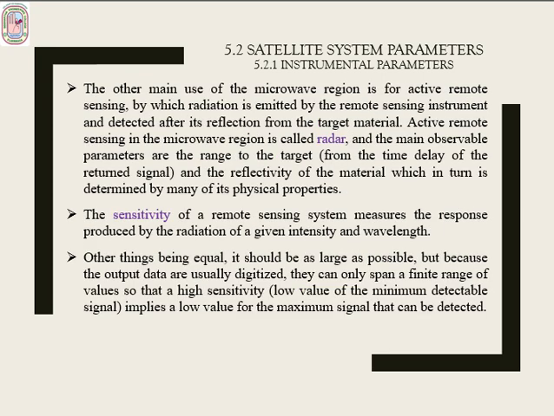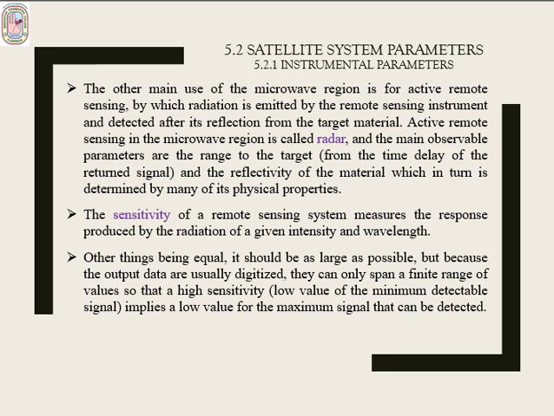Next, the other main use of the microwave region is for active remote sensing, by which the radiation is emitted by the remote sensing instrument and detected after its reflection from the target material. The active remote sensing in the microwave region is called radar, and the main observable parameters are the range to the target from the time delay of the return signal, and the reflectivity of the material, which in turn is determined by many of its physical properties.